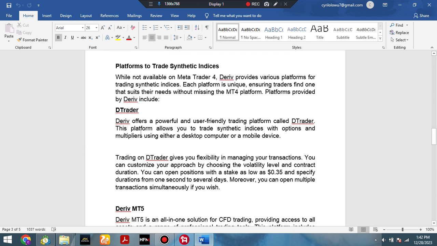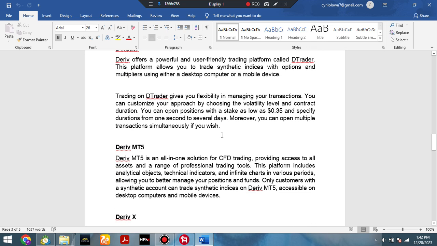DTrader offers a powerful and user-friendly trading platform called DTrader. This platform allows you to trade synthetic indices with options and multipliers using either a desktop computer or a mobile phone. Trading on DTrader gives you flexibility in managing your transactions.